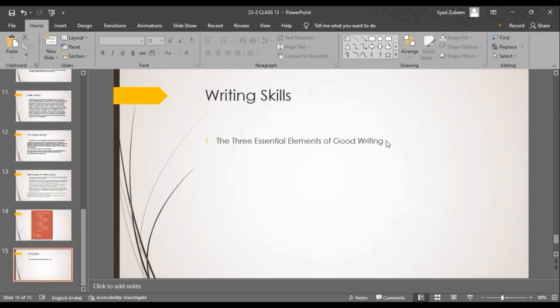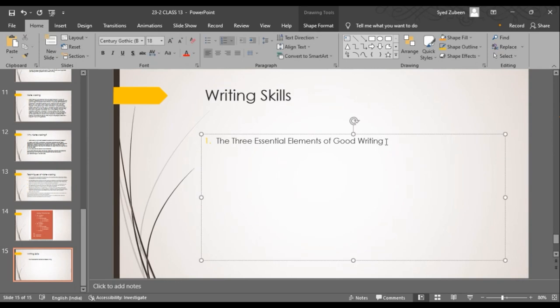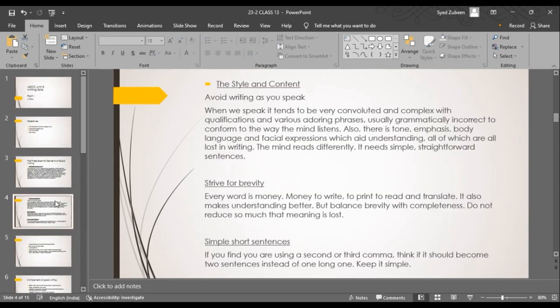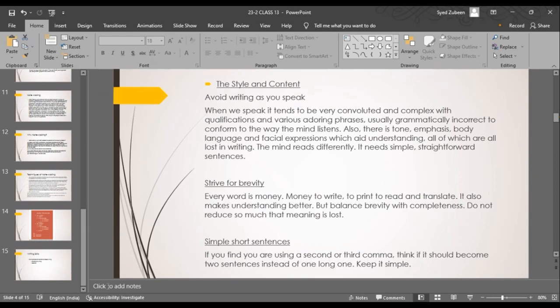Within this we write one, or because we have already used one over here, we're going to change this into structure of writing, and then we have the content, right? And then within content we also looked at avoid writing as you speak, brevity and short sentences, right?